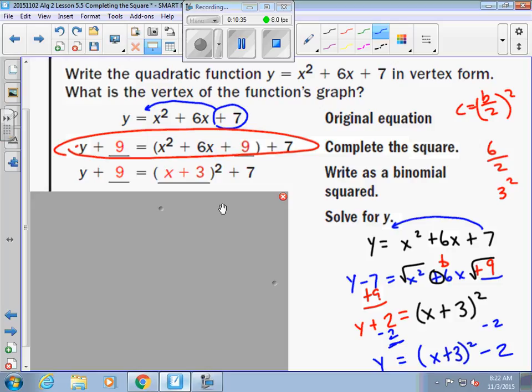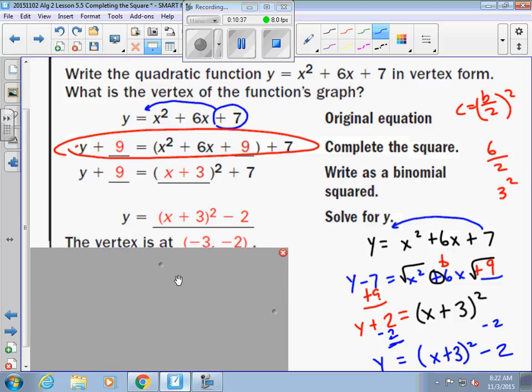I don't like that plus 7. I think that's more confusing. And then solve for y. Notice that's what we have: y equals x plus 3 squared minus 2. So you can see what your vertex is at that point.